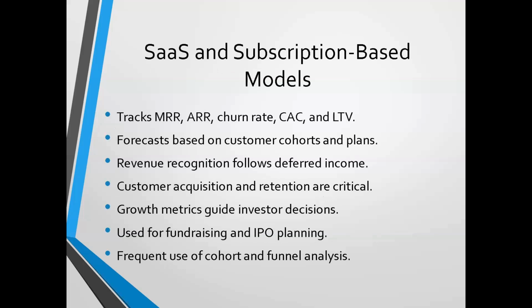SaaS and subscription-based models track MRR, ARR, churn rate, CAC, and LTV. Forecast based on customer cohorts and plans. Revenue recognition follows deferred income. Customer acquisition and retention are critical. Growth metrics guide investor decisions, used for fundraising and IPO planning. Frequent use of cohort and funnel analysis.